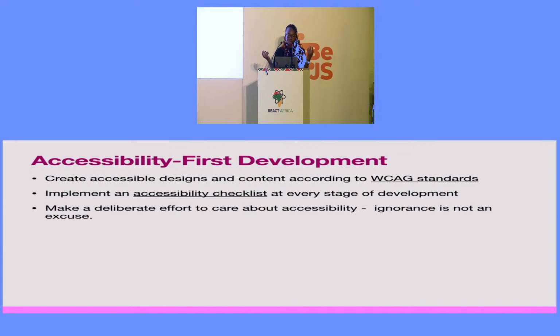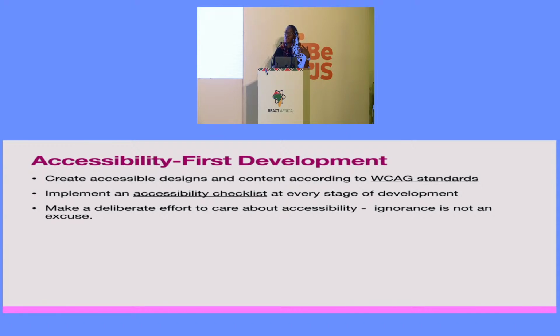And then the last one is just making a deliberate effort to care about accessibility. Because at the end of the day, accessibility is something that we should all be taking into account when we're building our websites. Ignorance is not an excuse to say, oh, I didn't know it wasn't accessible, so I don't have to make it accessible. It's kind of our job to make sure things are accessible. So that's something you want to keep in mind when you're building.